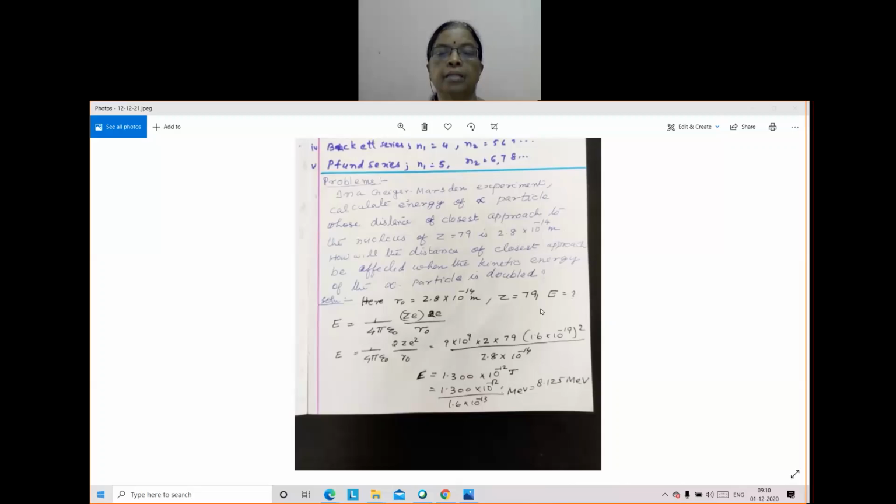Suppose we want to convert that into electron volt, we have to divide by 1.6 × 10^-19. For million electron volt, you have to divide the answer by 1.6 × 10^-13. Okay, so we get the answer in MeV, million electron volt.